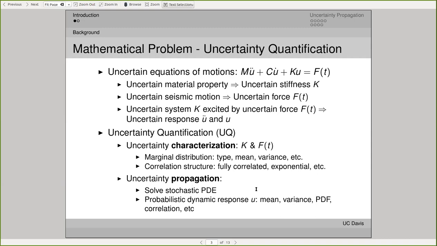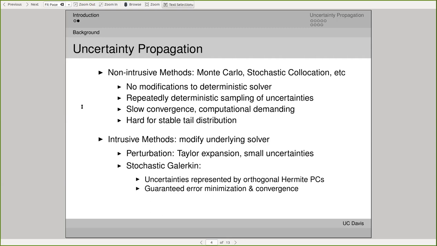Essentially, we need to solve this stochastic partial differential equation and find the probabilistic dynamic response of the displacement in terms of its mean, variance, PDF, and its correlation. And for the uncertainty propagation, we have two main types of methods. Number one is the so-called non-intrusive method, including Monte Carlo method, stochastic collocation method, and so on. These methods are named non-intrusive in that they need no modifications to the underlying deterministic solver. So this is a good advantage.